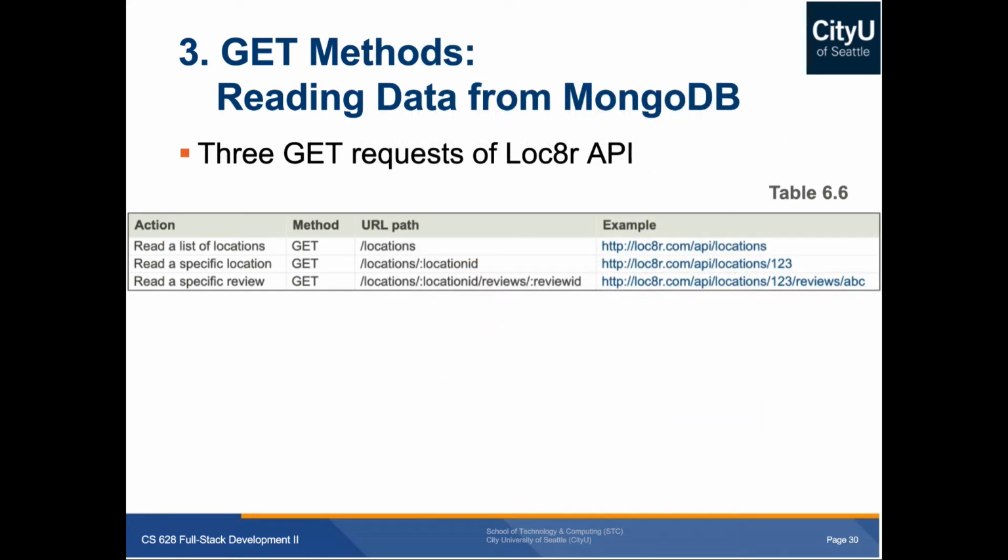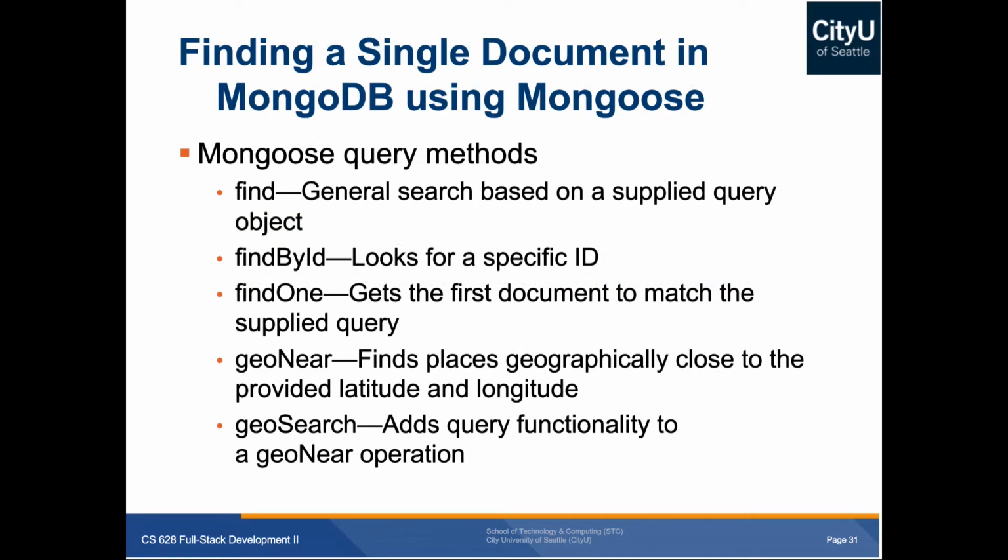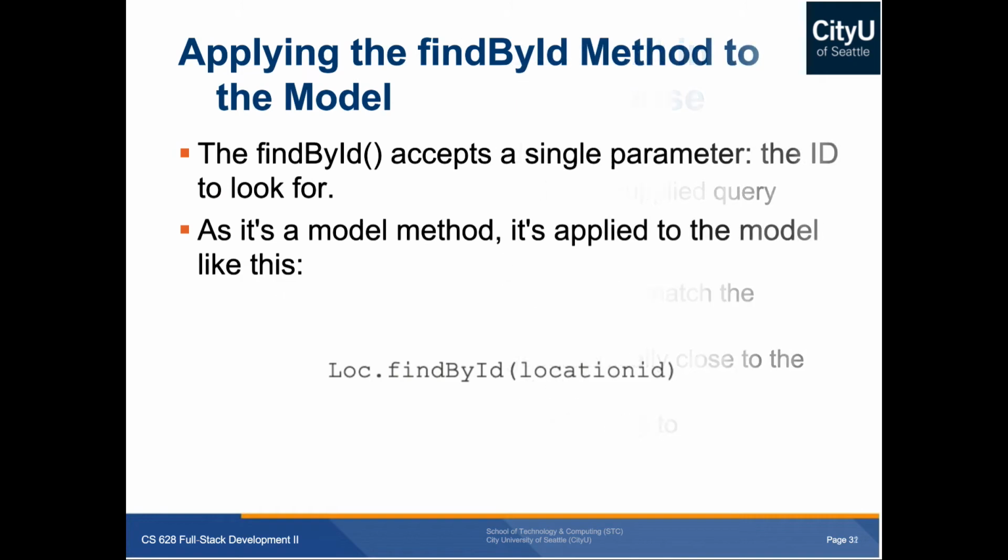The three get methods for our API would be get all locations, get a single location, and get a single, specific review. With Mongoose, instead of creating our MongoDB query statement, we can just use the Mongoose query methods like findById and findOne. So it makes it easier. findById looks for the ID and checks for that.